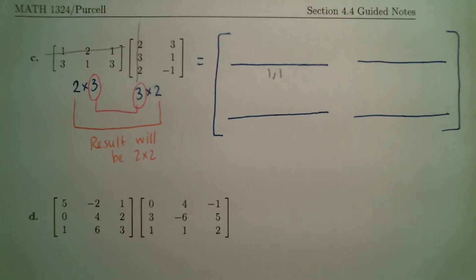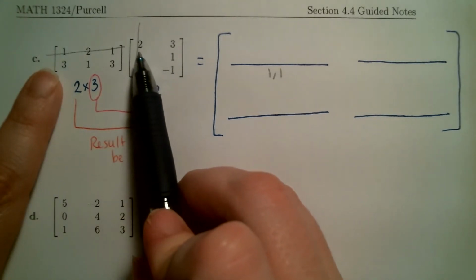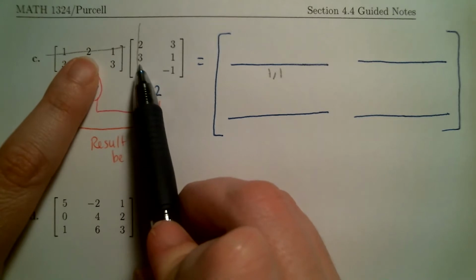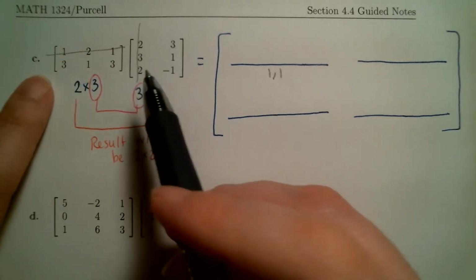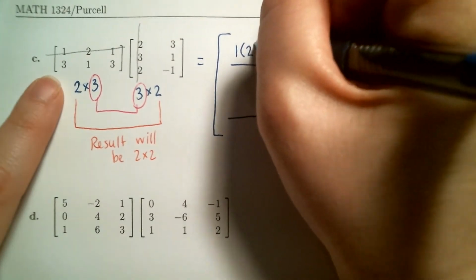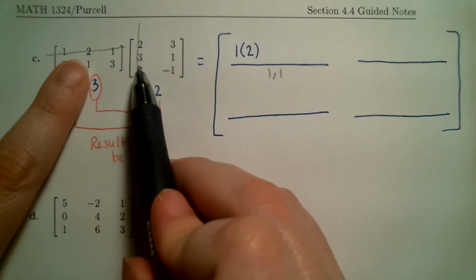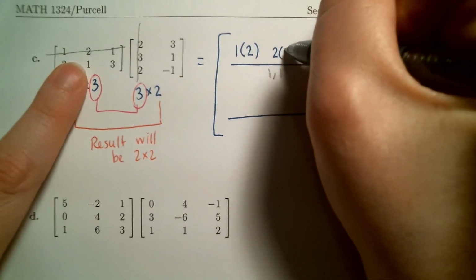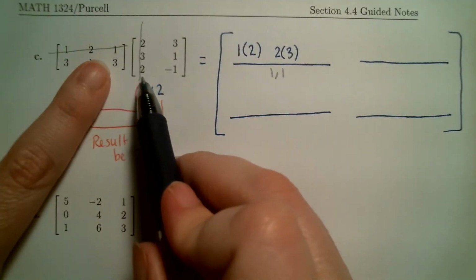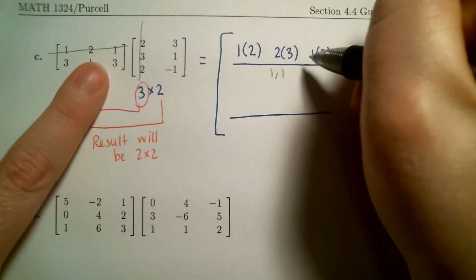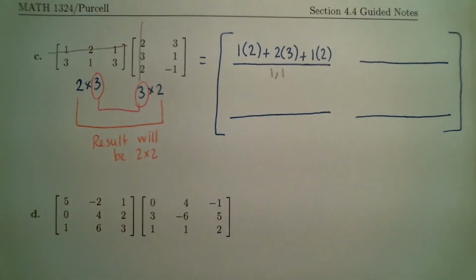So let me start multiplying these guys together. You multiply the corresponding entries, and then you add it all up. So it's going to be 1 times 2 plus 2 times 3 plus 1 times 2, okay? So multiply the first guys together, 1 times 2, multiply the second guys together, 2 times 3, multiply the last guys together, 1 times 2, add them all up. That's what's going to go in the first row, first column. I will simplify at the end, so let's move on.